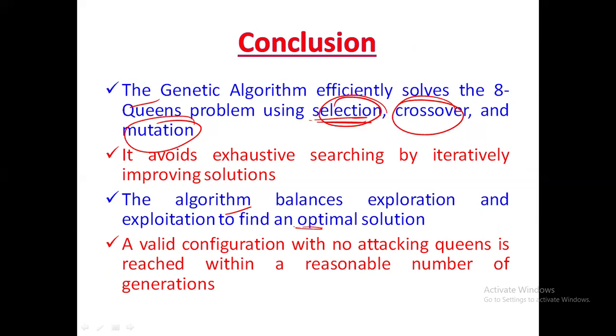We have to find the solution. With appropriate tuning of population size, selection procedure, crossover rate and mutation rate, the genetic algorithm can reliably reach a valid solution within a reasonable number of generations. So these are all the conclusions about the genetic algorithm using the 8 Queens problem.